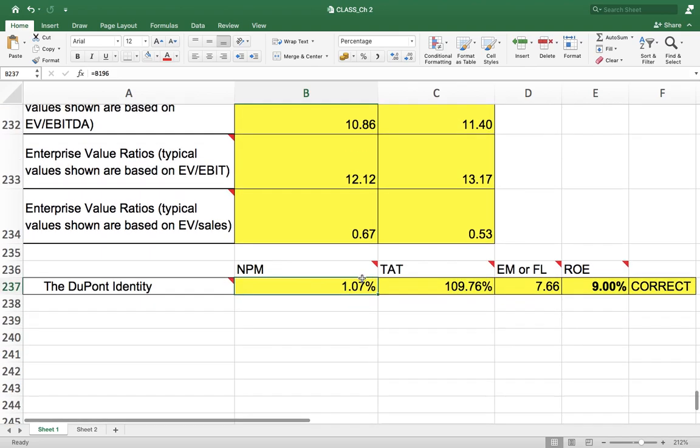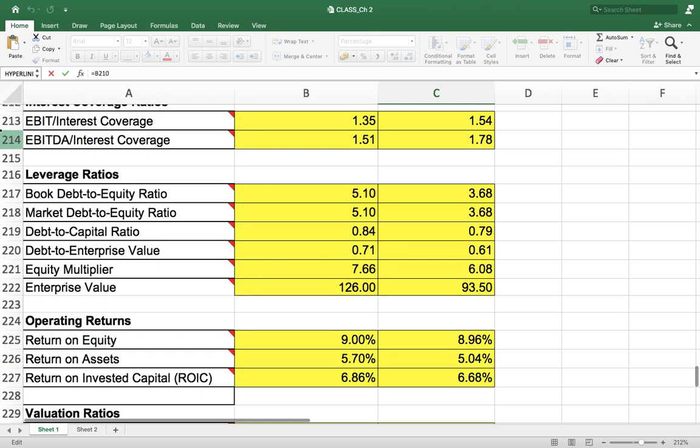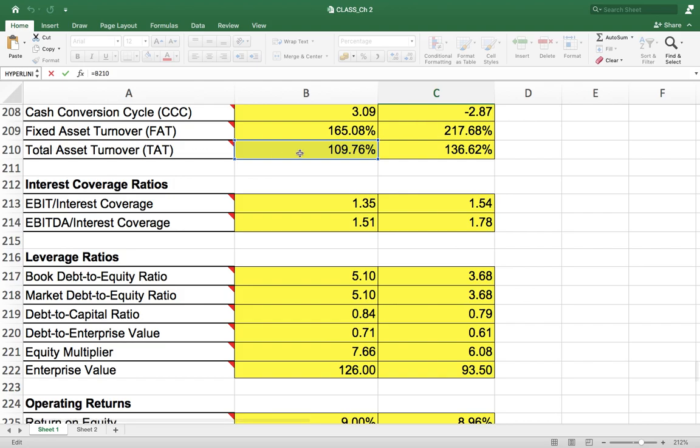Now, let us go to the total asset turnover. Total asset turnover we have calculated in B210. To know which cell is being used, you can click F2. F2 will tell you which cell is being used here. So, for the DuPont analysis second ratio decomposition, total asset turnover, we have calculated in 210.